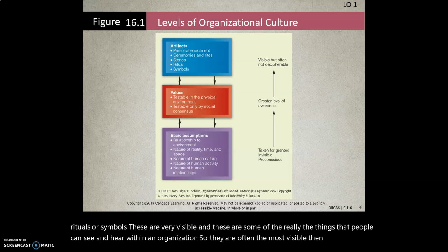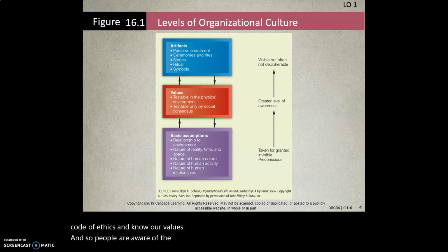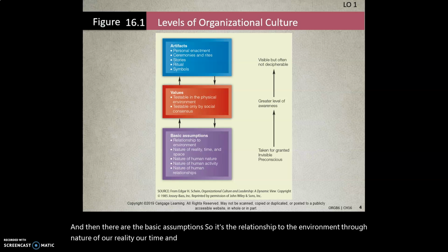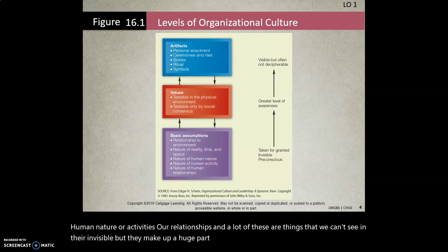Then we have our values, and we've talked about having a code of ethics, and really how we have people know our code of ethics and know our values. And so people are aware of the values of an organization, but it's not as clear as these artifacts. And then there are the basic assumptions. So it's the relationship to the environment, the nature of our reality, our time and our space, human nature, our activities, our relationships. And a lot of these are things that we can't see and they're invisible, but they make up a huge part of our organizational culture. So these are the hardest ones to measure and to really understand.